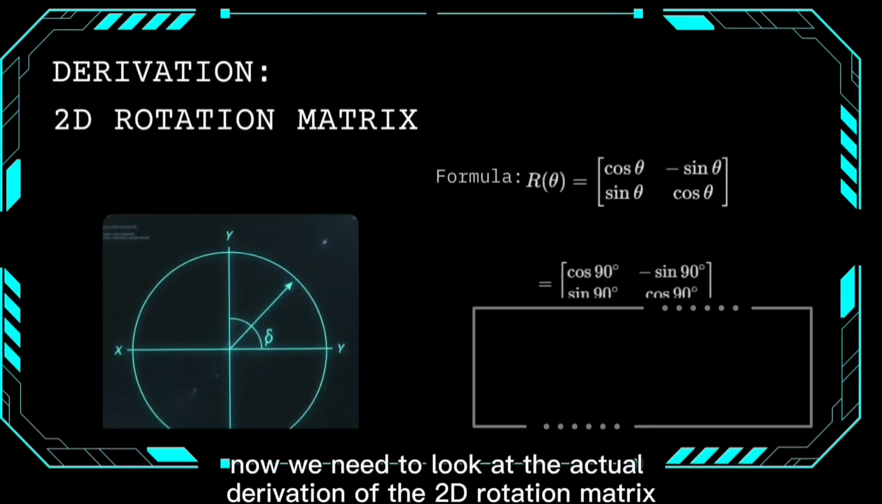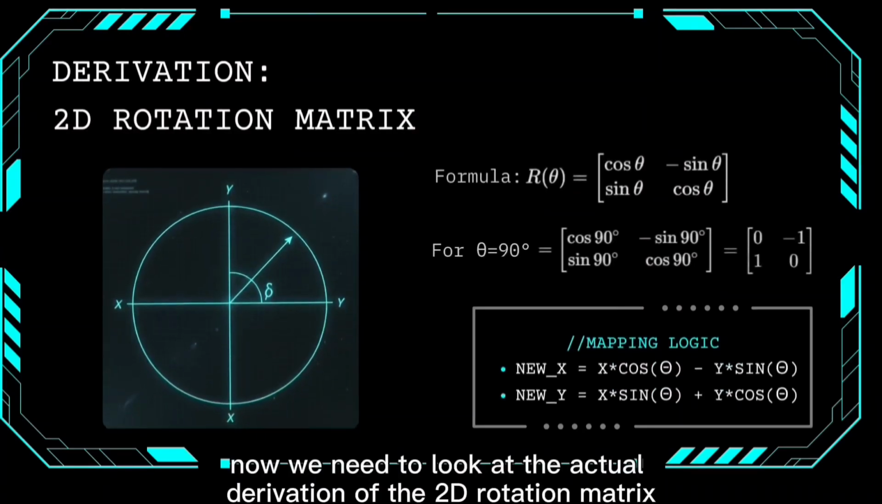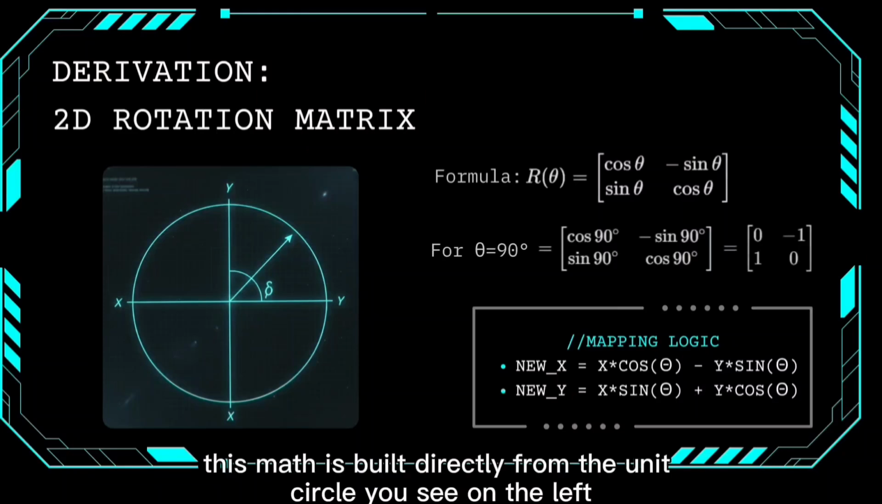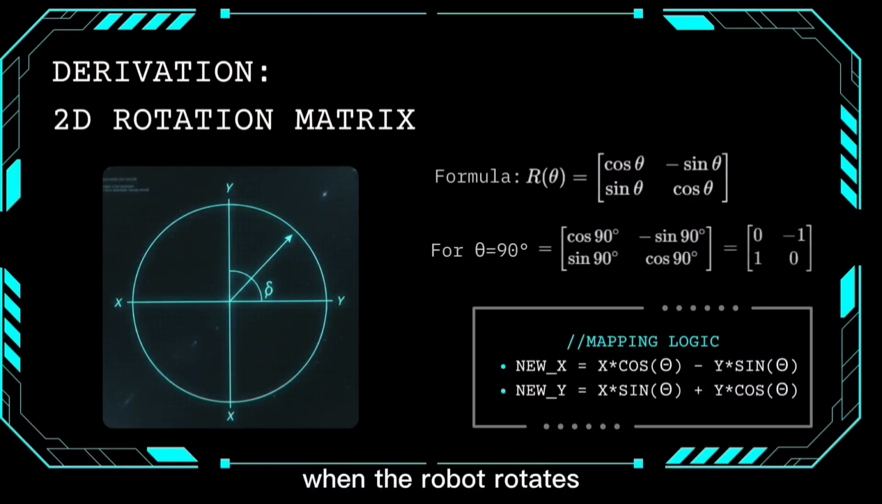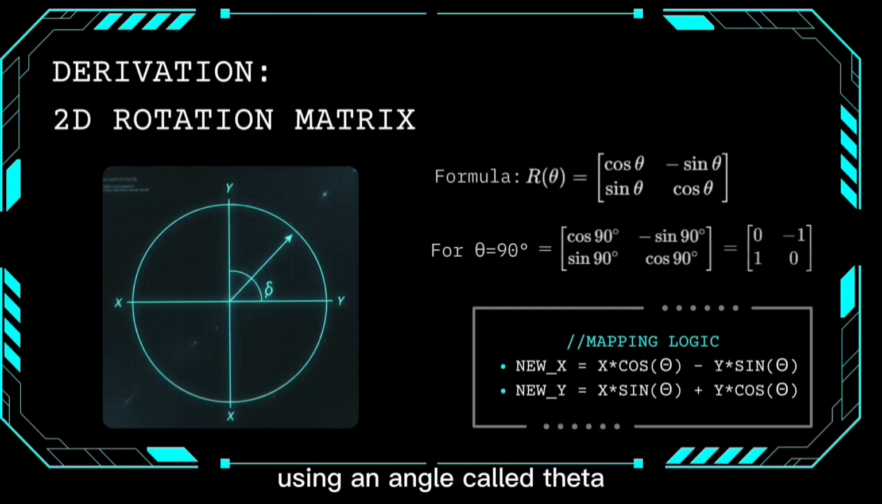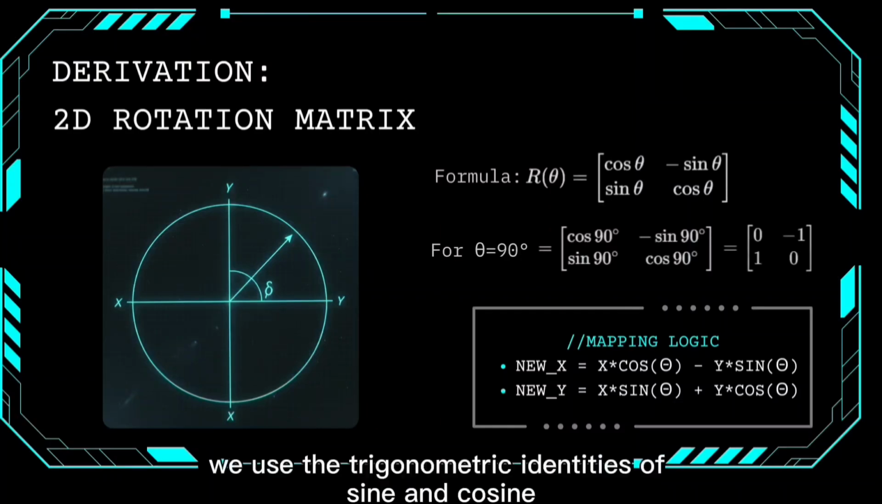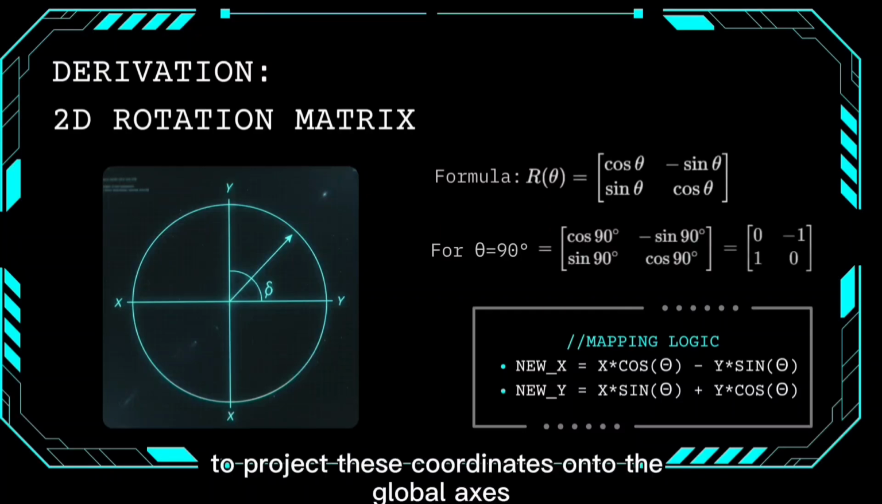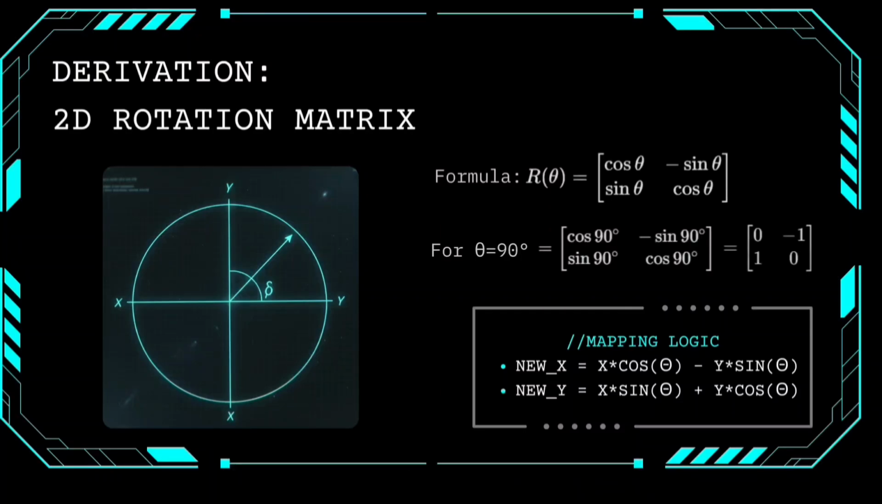Now, we need to look at the actual derivation of the 2D rotation matrix. This math is built directly from the unit circle you see on the left. When the robot rotates, we are mapping a point from its old position to a new one using an angle called theta. We use the trigonometric identities of sine and cosine to project these coordinates onto the global axis.